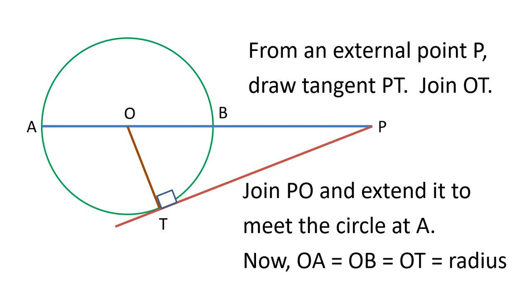Join PO and extend it to meet the circle at A. In other words, PA is a secant which is passing through the center of the circle. Now OA is equal to OB is equal to OT is equal to radius. So OA, OB and OT are all radii of the same circle. Therefore, they are equal to each other.